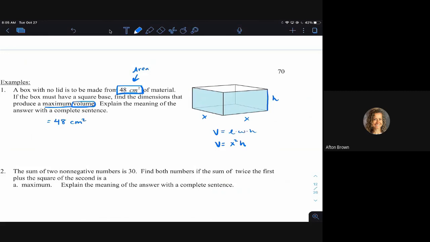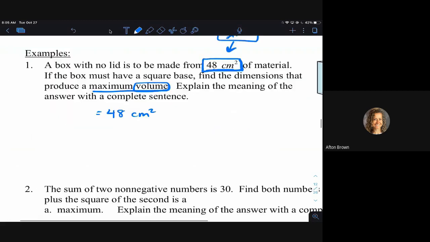Let's do the bottom. What's the area of the bottom? Because again, we're talking area here. What is the area of the bottom? x squared. So I know the area of the bottom is x squared. Then we have four sides. Okay, so this was the bottom, and then we have the sides.